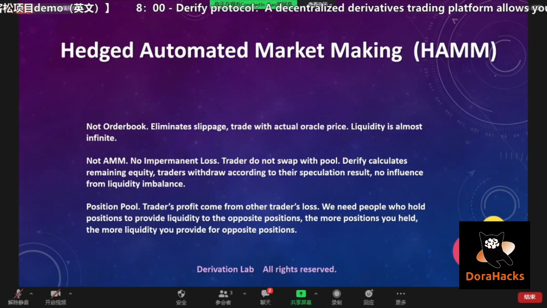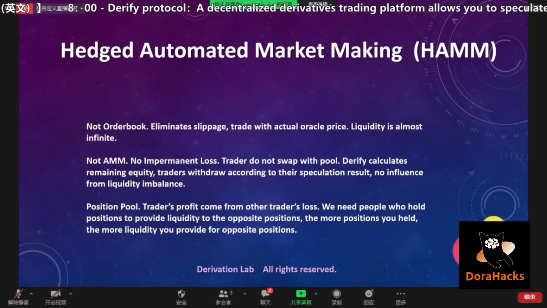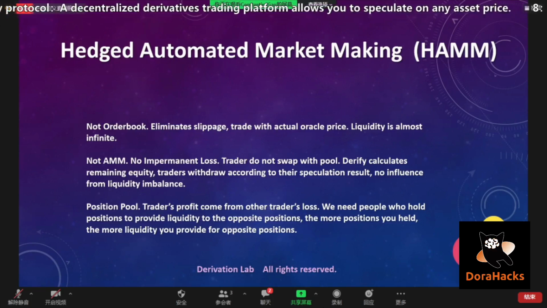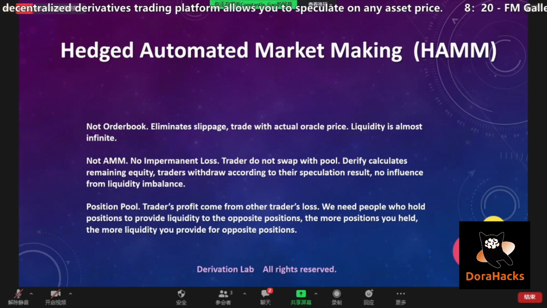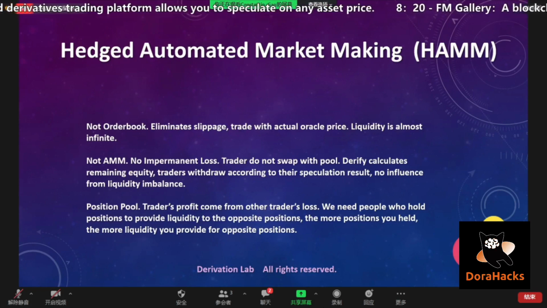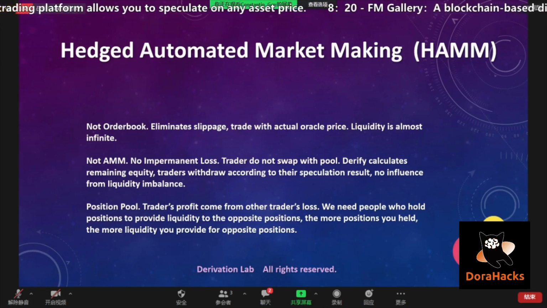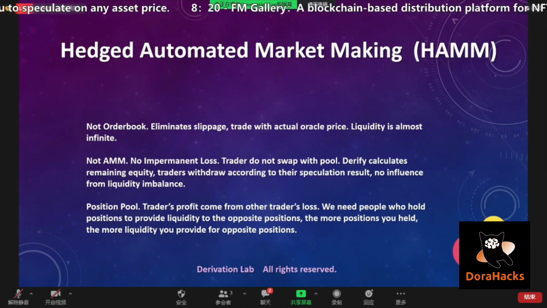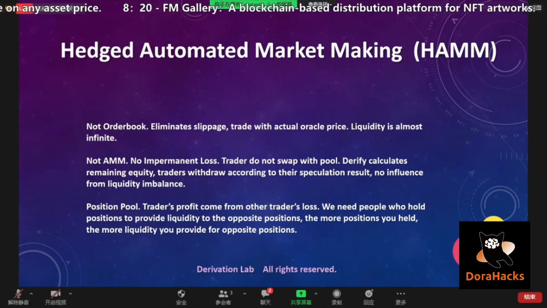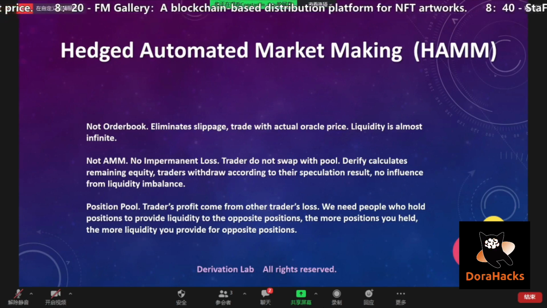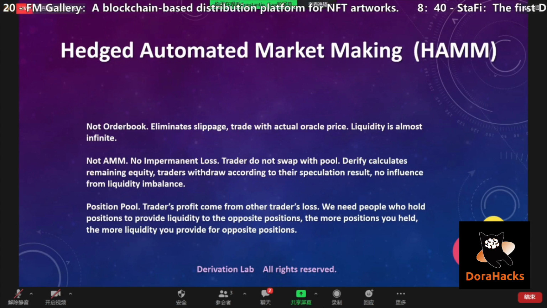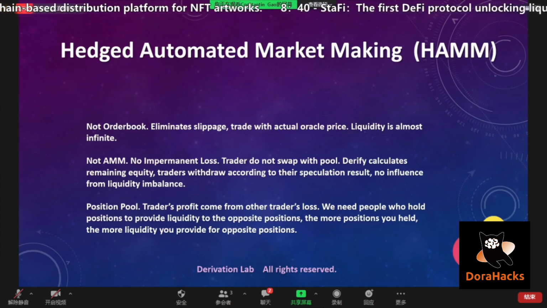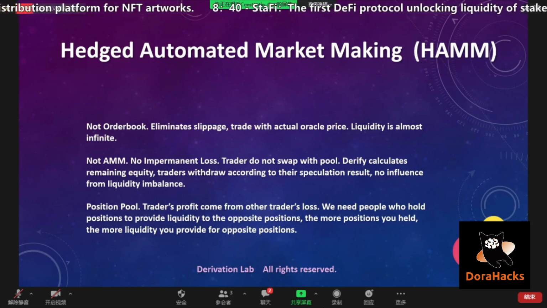Derify will also calculate all the positions, regardless of whether they are long or short, and regardless of leverage. We calculate them together and count them as our systemic risk. Because your profit actually comes from other people's loss, Derify needs people to hold positions to provide liquidity to the opposite position. Essentially, when you open a position, you are providing liquidity to everybody, so we will also reward you for that. The more people trade on Derify and the more positions are open, the better the liquidity will be in the Derify system.